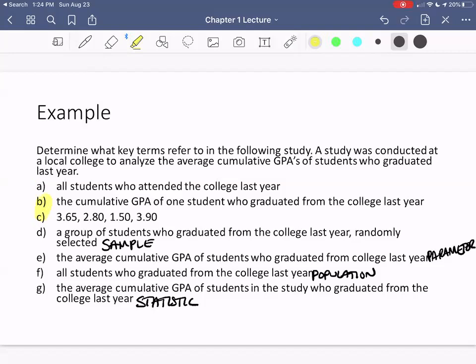You have to think about it: a variable is a measurement that can be determined for each member of the population, and data are values. The easiest one I always identify is the data. So letter C is our data, because those are the actual numerical values that represent this. And then our variable is the cumulative GPA of one student who graduated from the college last year. So this would be our variable.